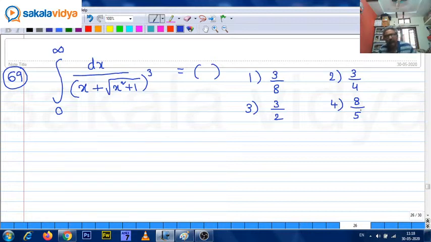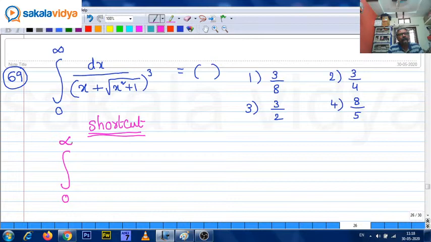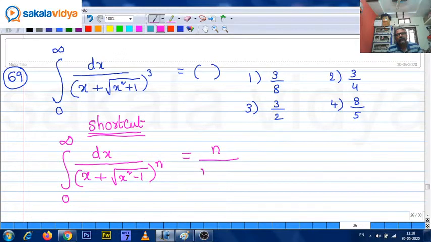See, generally if you put x is equal to tan theta, you will get this question, but this will be very lengthy. We have one shortcut. Let me explain the shortcut. What is the shortcut formula? The shortcut formula: integral 0 to infinity, dx upon (x plus root of x square minus 1) whole to the power of n, equals n upon n square minus 1, where n belongs to the set of natural numbers.